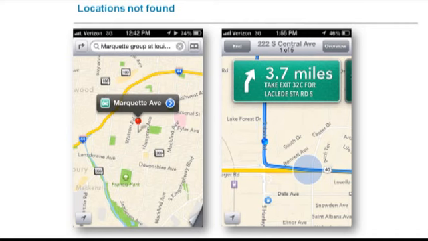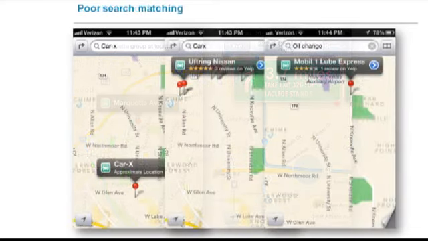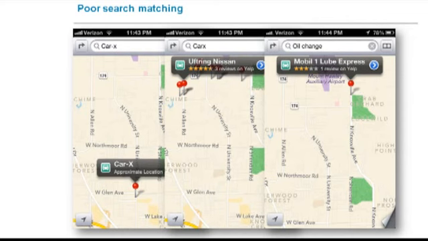So the Apple algorithm does not yet have the sophistication to be able to make those kinds of interpretations, or even really to suggest back to you and say, did you mean this instead of that? It's very, very elementary, and the unfortunate result of that is having situations like we have here with this location, where a search for oil change pulls up dramatically different results than auto service or car service would even pull up.